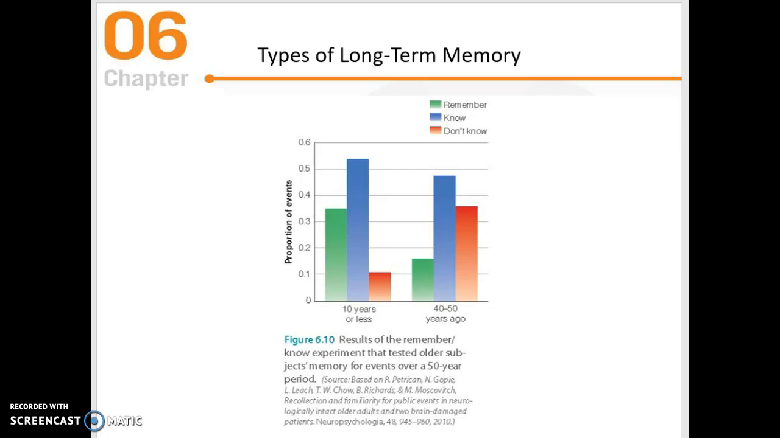What you will see here is that both remember and know are high if it was 10 years or less. But what you see a drop in, if it's 40 to 50 years before, is the remember category, meaning that they might know and be able to recall the general information about an event, but they don't specifically remember the episode, so the episodic memory is lost. And then, of course, you also have an increase in the don't know category if it's 40 to 50 years ago, because it just might have been forgotten.